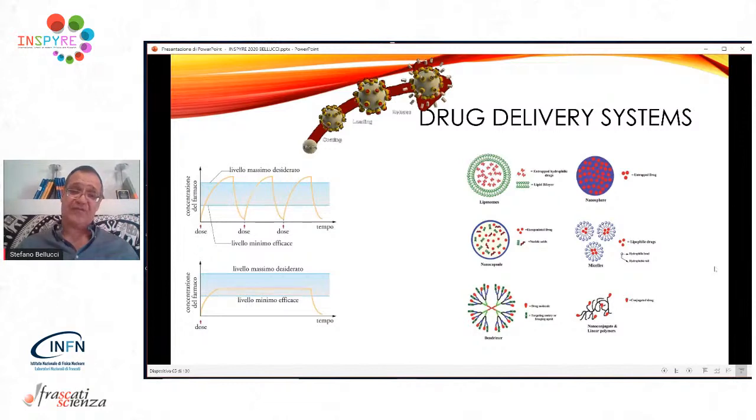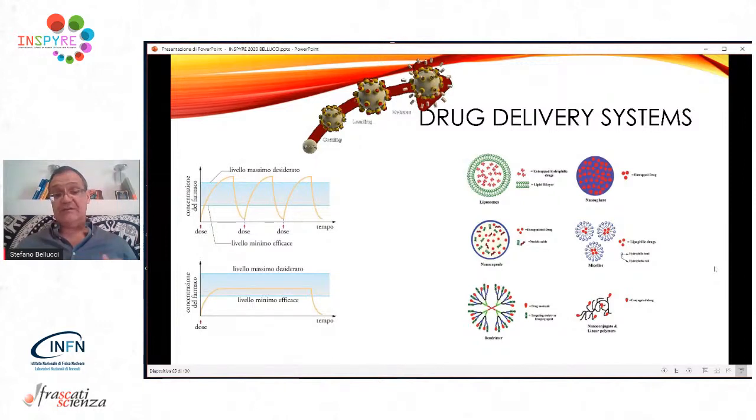Side effects are due to the fact that for a certain time, the level of drug is too high. But then the concentration of drug goes down fast, and so we need to give a second dose. You are familiar with this when you take paracetamol for your fever: after 12 hours, you need to take another dose.